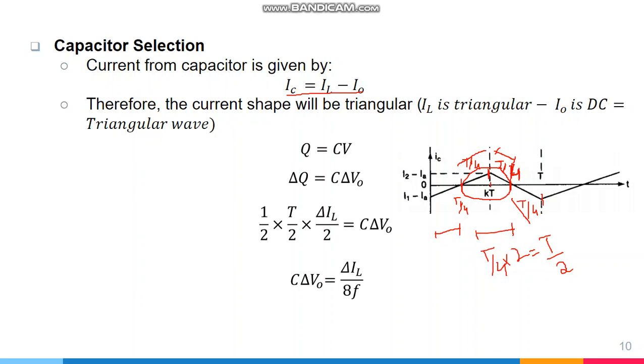The charge deposited on this capacitor can be given by Q is equal to CV. The area of this triangle can be calculated as base multiplied by height: base T by 2, height delta IL by 2. This complete ripple is delta IL, and the half on this upper side is delta IL by 2. So C delta V is equal to delta IL over 8F.